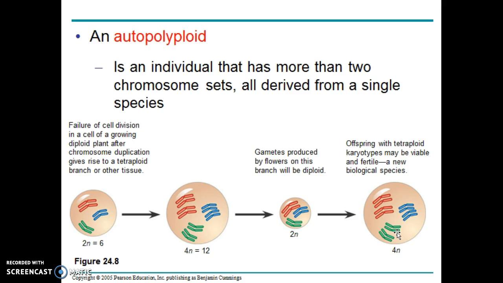And those plants were viable and they were fertile, so we had a biologically new species that existed as a 4N organism. Now this happened to have occurred again, the same process, and that's why we have octoploid cells or 8N cells, and those are not uncommon at all with plants.